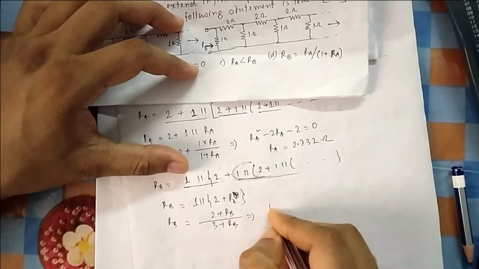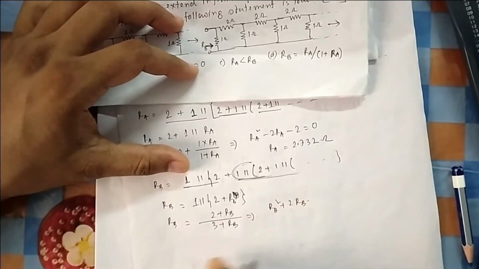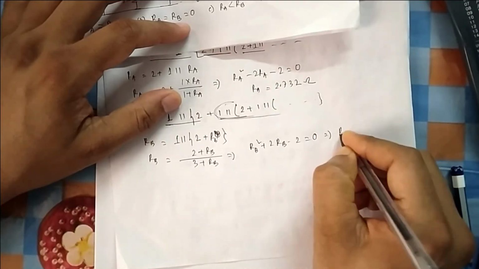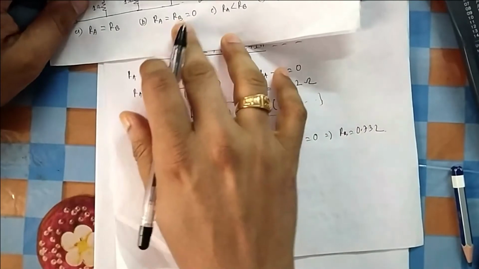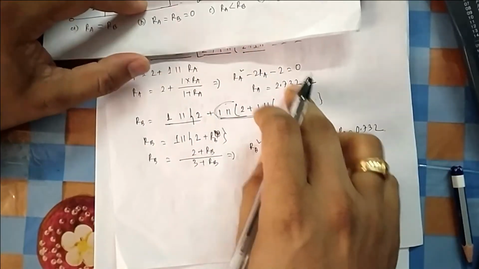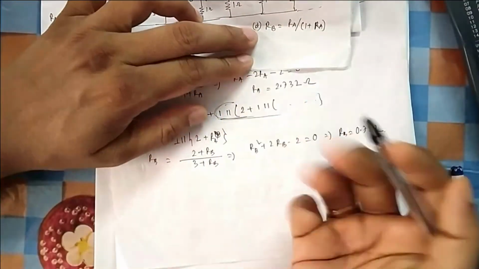If you solve it, again a quadratic equation, you will find RB squared + 2RB - 2 = 0. If you solve it, RB is equal to 0.732. So obviously this is not the answer, and RA is also not smaller than RB. So obviously this one will be the answer. You can check it with this one.